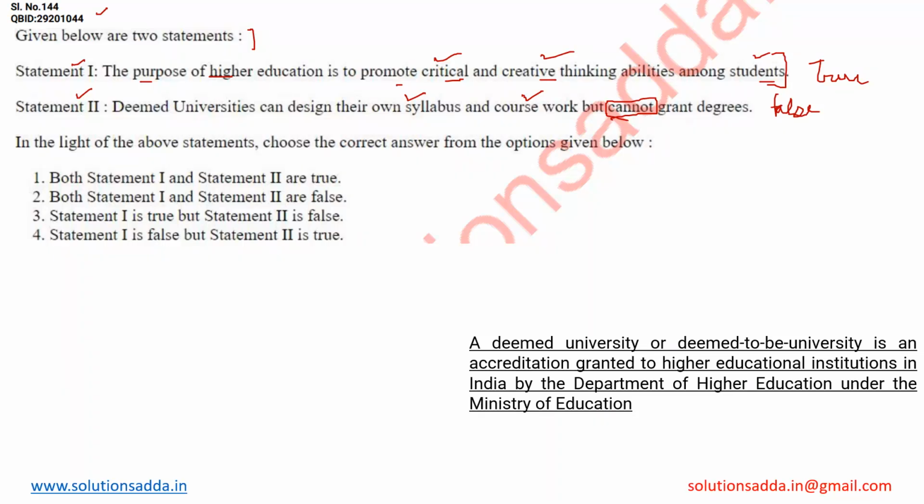What is a deemed university? Deemed university, or deemed to be university, is an accreditation granted to a higher educational institution in India by the Department of Higher Education under the Ministry of Education.